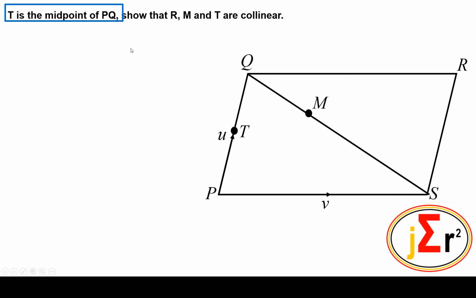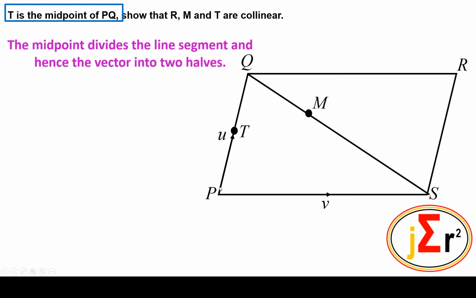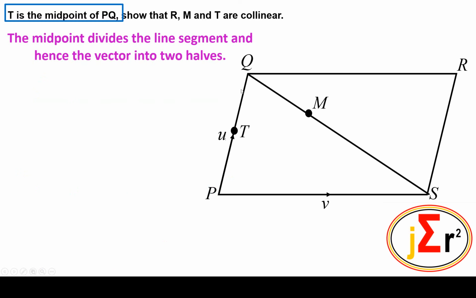T is the midpoint of PQ. It means that since PQ is the vector U, then any vector that is going to go from T to Q or from P to T will be half of that vector. But let's take a look at the finer details. The midpoint divides the line segment and hence the vector into two halves.